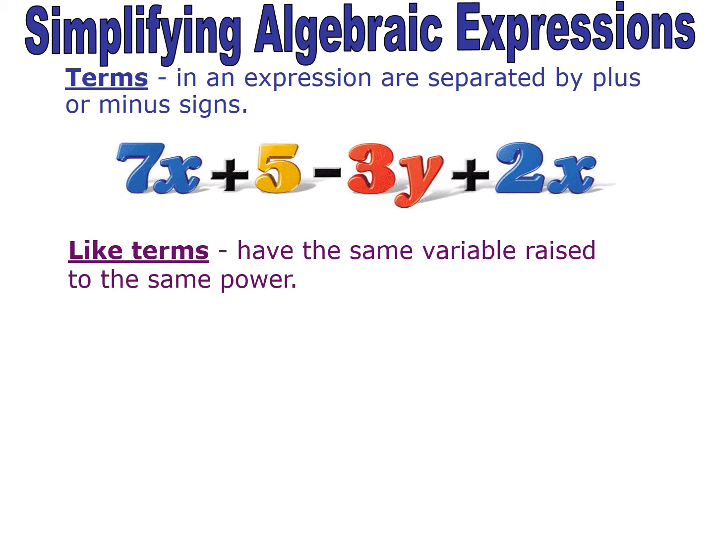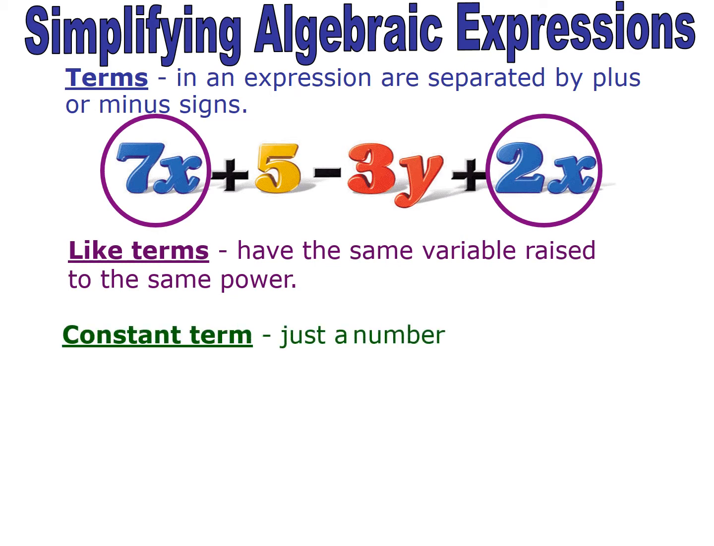Like terms have the same variable, the same letter, raised to the same power. So in this example, we see like terms here are the 7x and the plus 2x. They're like because they have the same variable or letter. Constants are just a number. So in this example here, my constant is that plus 5 or positive 5.